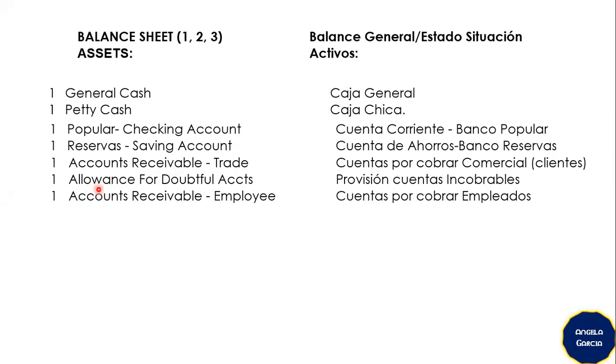We also have allowance for doubtful accounts. That is the provision that we are making maybe on a monthly basis to accumulate money just in case we have those bad debt accounts.